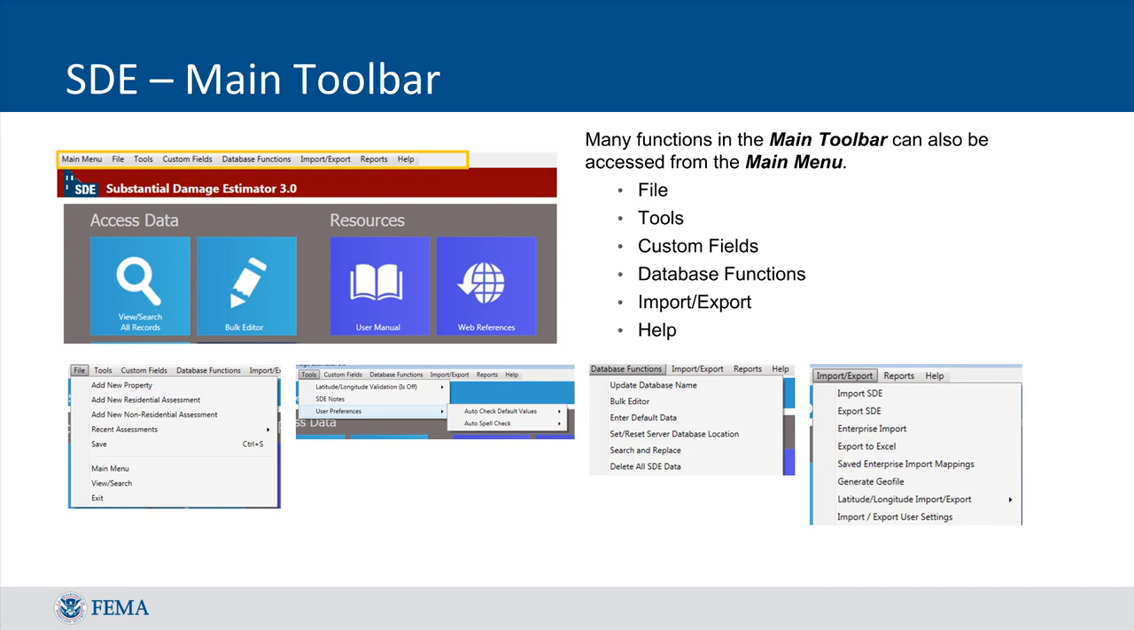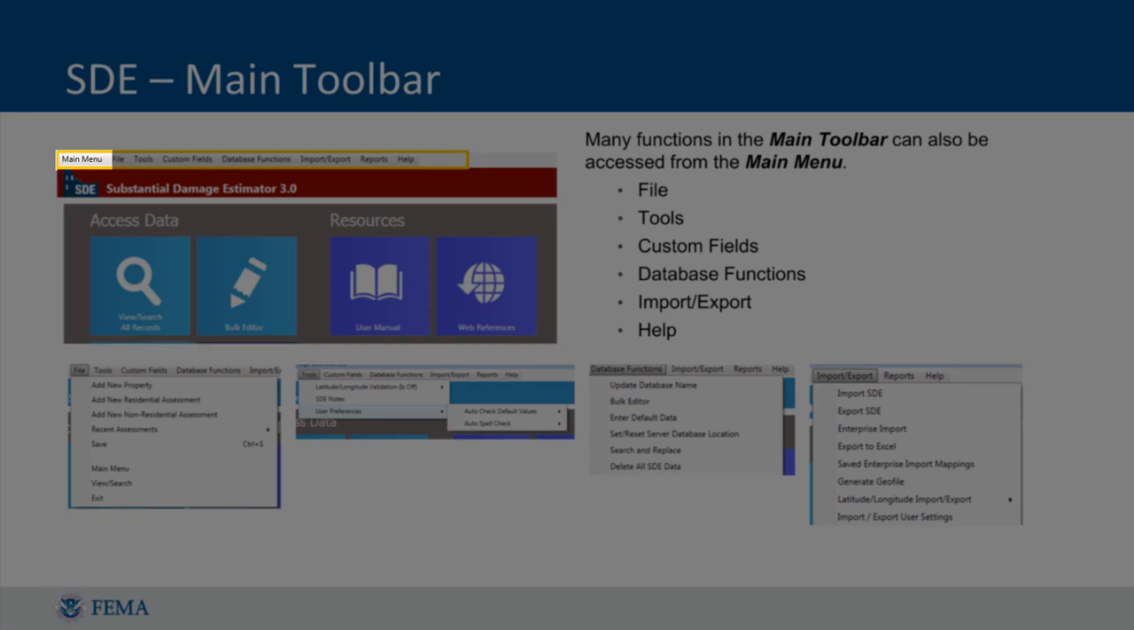The main toolbar can be accessed at all times in the SDE Tool. Useful functions that can only be accessed from the toolbar include viewing recent assessments, user preferences, deleting all data from the SDE database, and a search and replace function. You can return to the home page from any screen within SDE by clicking Main Menu in the top left corner.